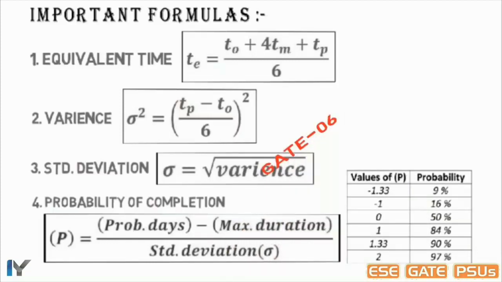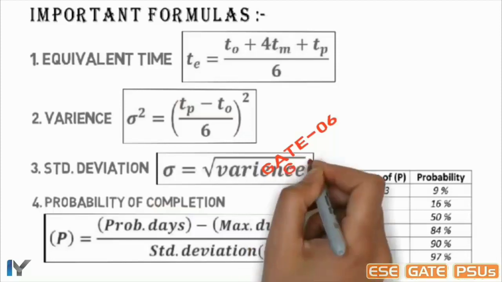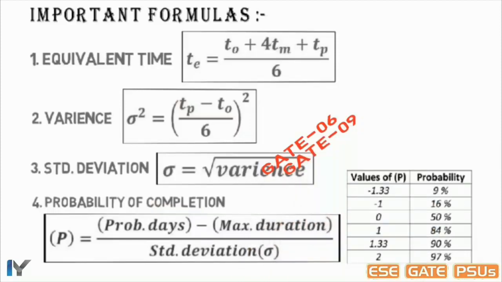So in that question, first draw the network diagram, then find the critical path, then add the given variances of critical activities, putting in this formula to get the standard deviation. Exactly same question was repeated in GATE 2009 also. A complete chart was given and asking standard deviation of critical path.